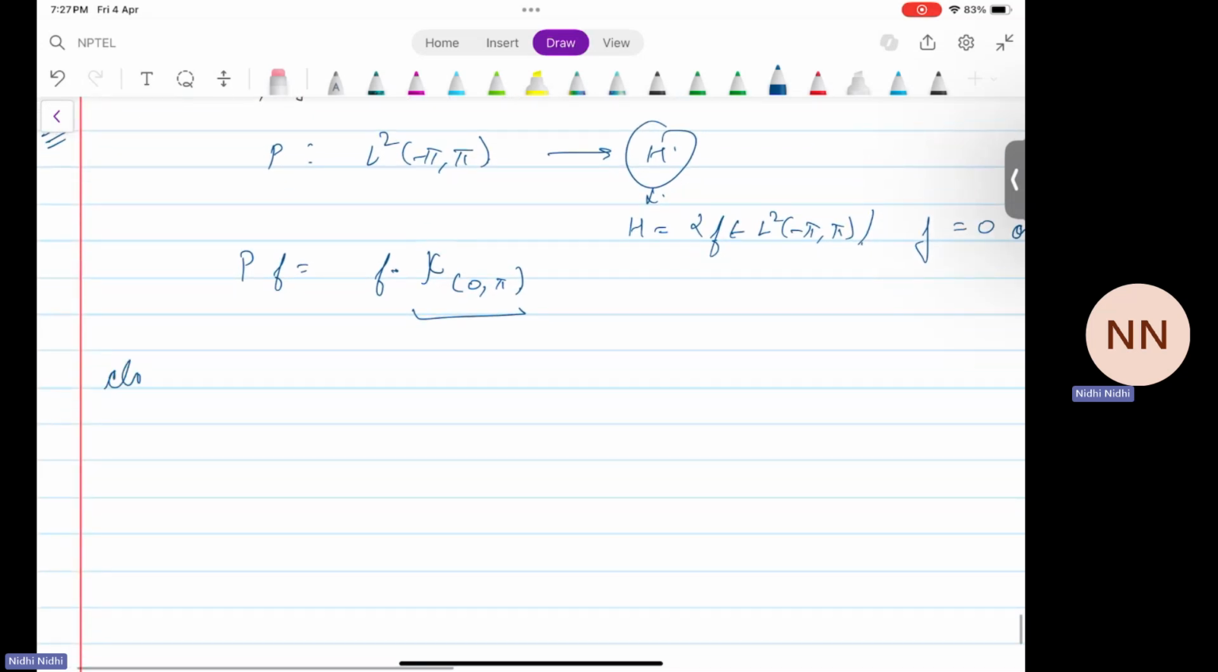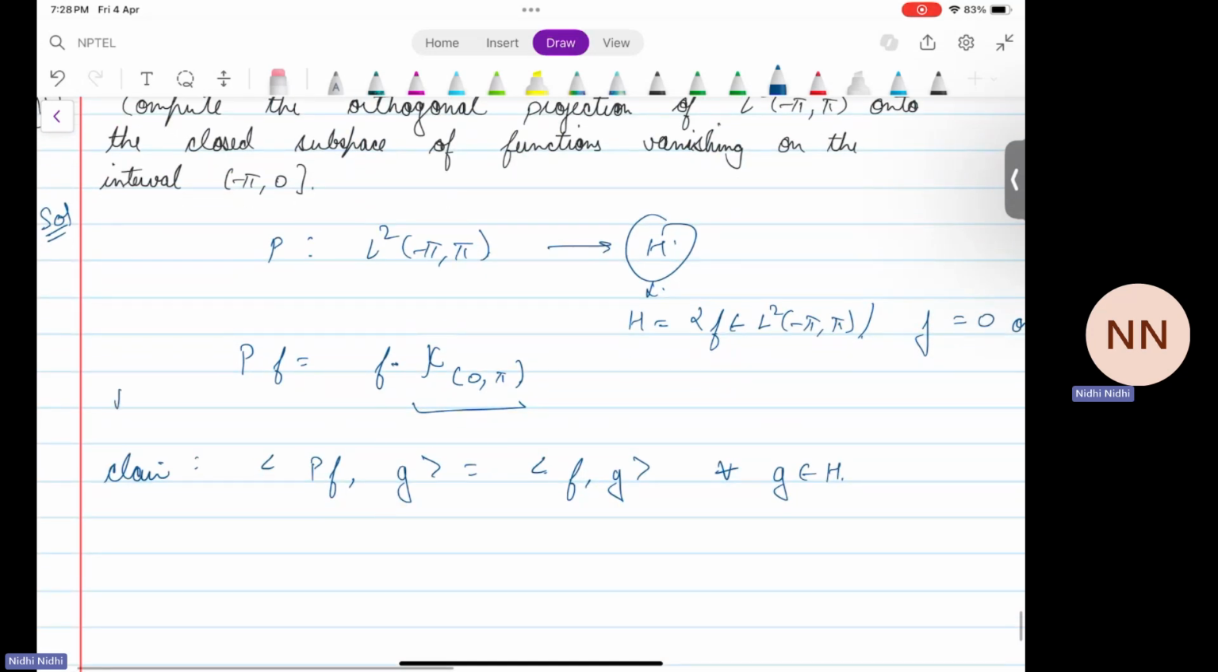So we claim that the inner product of Pf with g is equal to the inner product of f with g for every g in H. If this holds, in that case, this P will be the orthogonal projection. So let f belong to L2(-pi, pi). We define Pf like this.